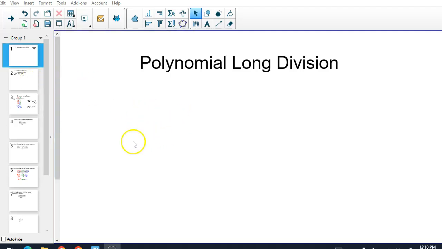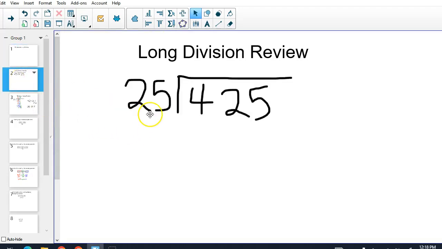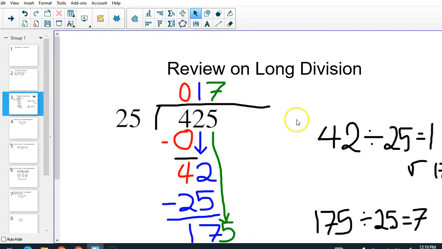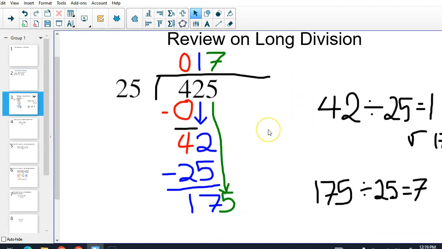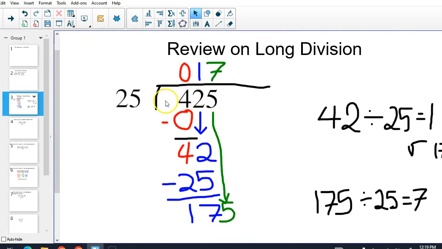Hello, today we're going to be going over how to use long division with polynomials. I know you guys have seen long division in the past, but we can do a quick review of it. It really shouldn't be so much, back in 4th grade. But in general, when we're doing long division, we'll take our first term, which in this case was our 4.